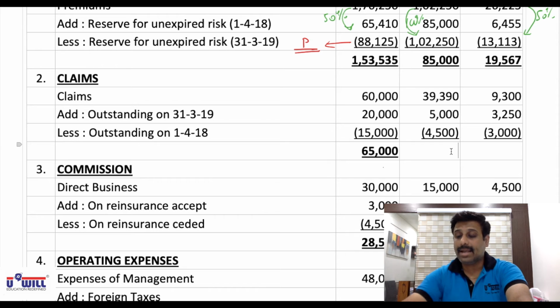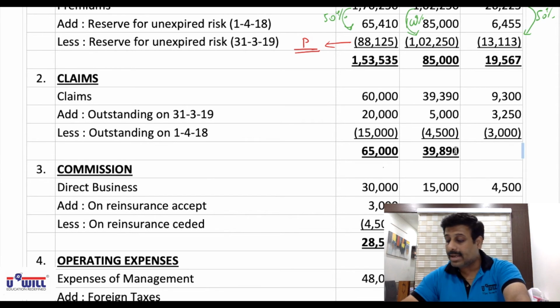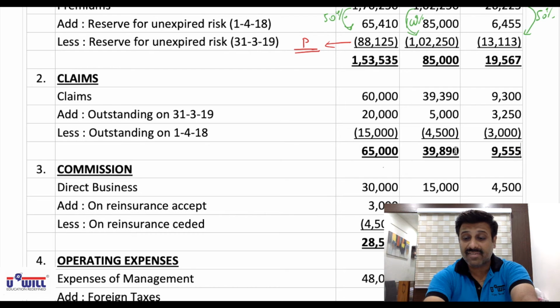Yes, do it. 39,390 plus 5,000 minus 4,500. So 39,890. And in the same manner, 9,300 plus 3,250 minus 3,000. So that will come to 9,550.